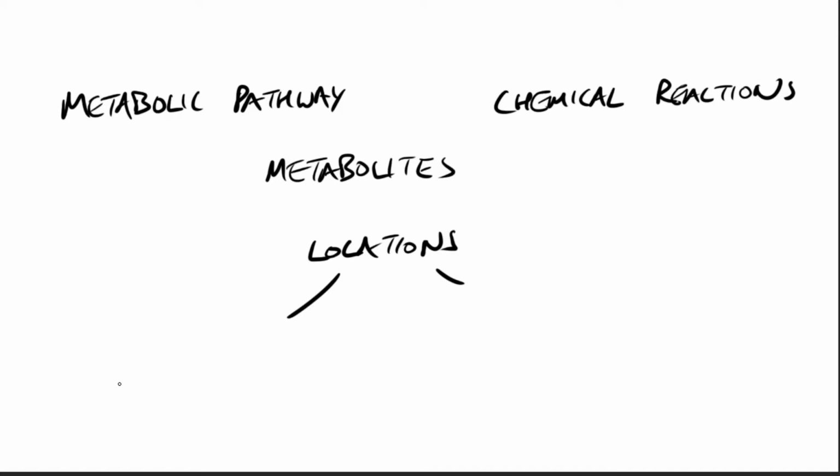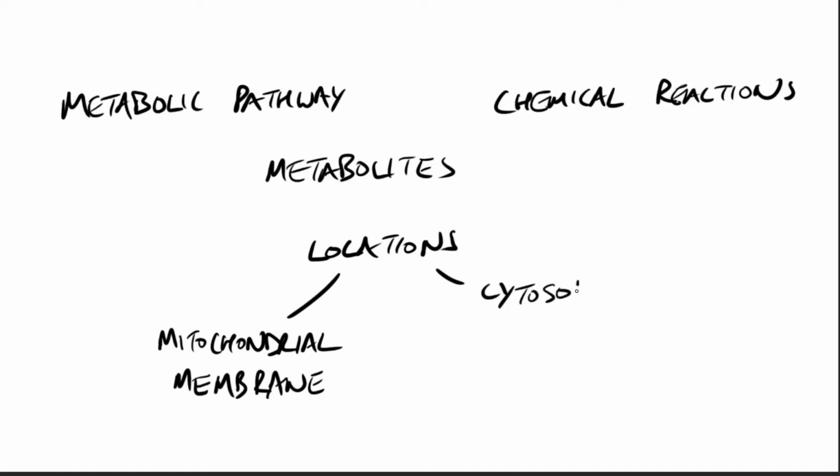Now depending on their function, they have locations. For example, the electron transfer chain and the oxidative phosphorylation take place in the mitochondrial membrane. In contrast, glycolysis and pentose phosphate pathway occur in the cytosol. So it depends. There are two types of metabolic reactions.